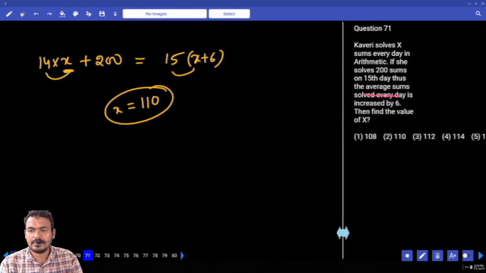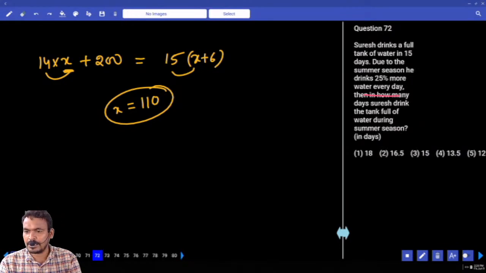I think the teacher's age is added, 200. Before adding the teacher's age, what was the average? X. After adding the teacher, the average increased by 6. Same concept or not?